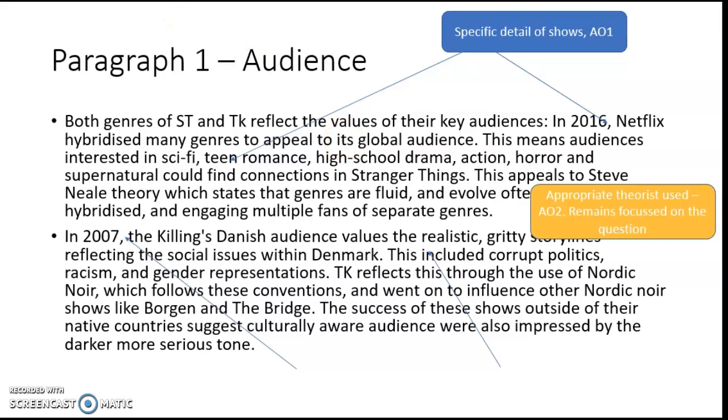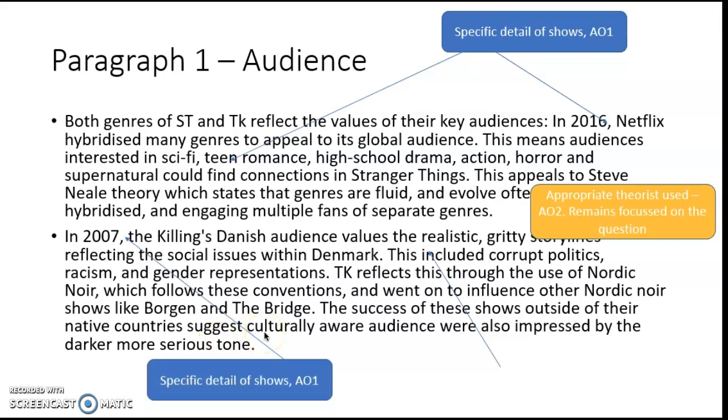The second part of the audience paragraph has to be about The Killing, if the first part is about Stranger Things. So in 2007, The Killing's Danish audience valued the realistic, gritty storylines reflecting the social issues within Denmark. These included corrupt politics, racism, and gender representations. The Killing reflects this through the use of the Nordic noir genre, which follows these conventions and went on to influence other Nordic noir shows like Borgen and The Bridge. The success of these shows outside of their native countries suggests culturally aware audiences were also impressed by the darker, more serious tone.